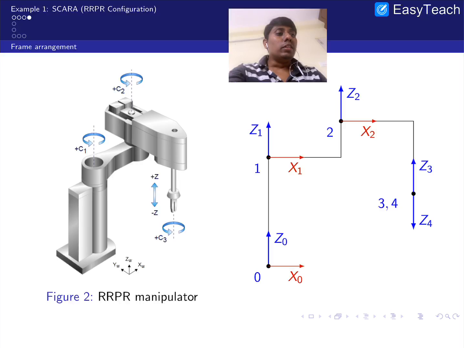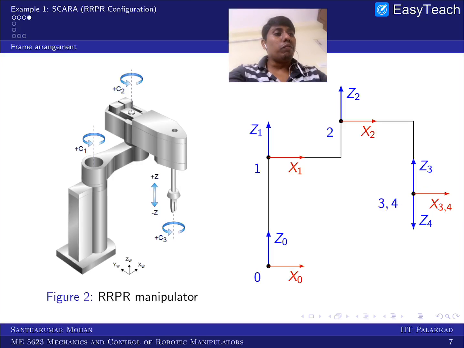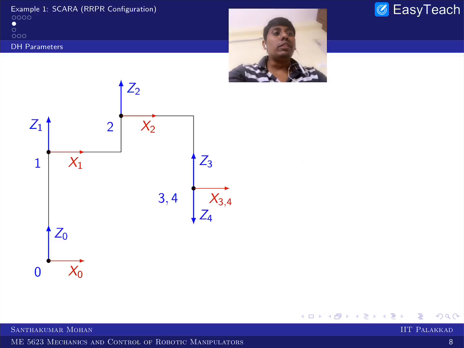Now z3 is here, z4 is here, and x3 is supposed to be in this line or even this line, but I am taking x2 and x3 parallel, so in this sense I am taking it here. So this is x3, and this is the final axis, which I am taking parallel to x0, so in this sense x4. So this is what we have done. Now we have done the frame arrangement. You see, so easy, right? It is so simple also.